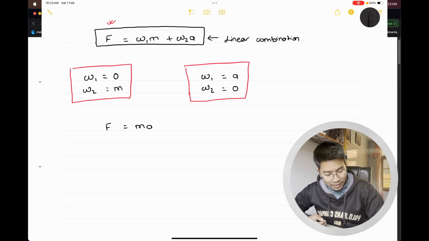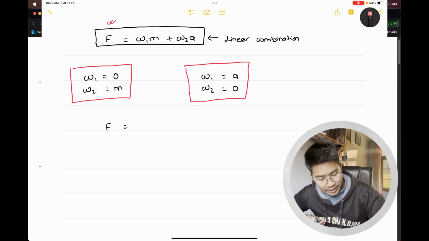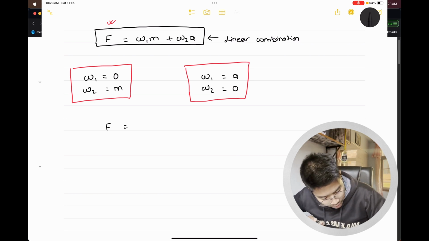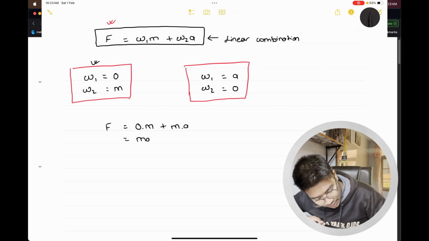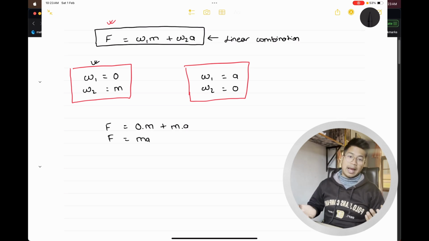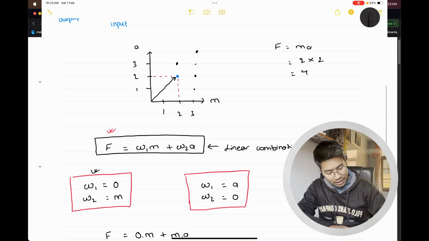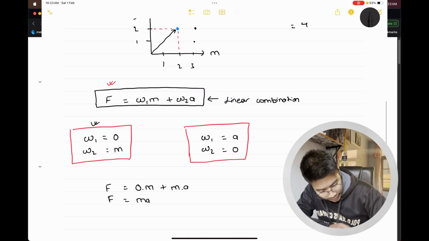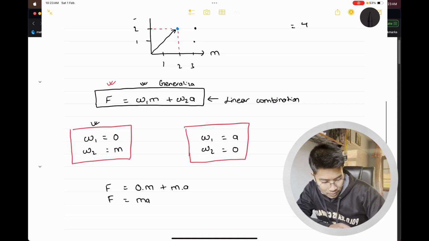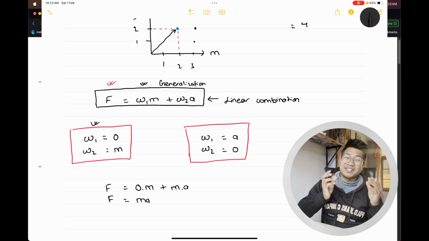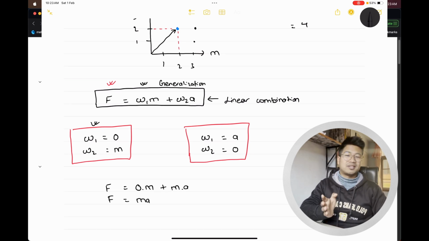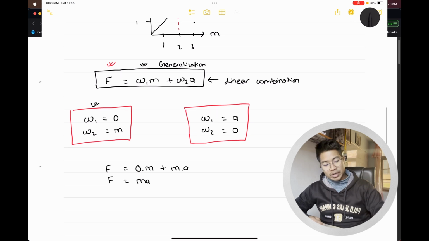Okay, if you don't believe me, you can just put in the value over here in this equation and you can find that out. So let's say we put in this value over here. So w1 is 0 dot m, w2 is m a, so you'll get ma. So you still get ma, right? So that's good. So now this thing over here is a generalization. And remember, mathematicians love to generalize. So this is just a generalized formula, this linear combination.